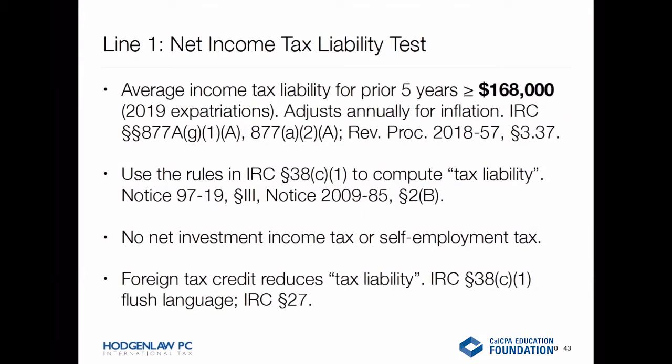So just a little bit of detail about this test. If your average income tax liability for the prior 5 years, that's the 5 years before your expatriation year, is greater than or equal to $168,000, then you've, quote, failed this test and you're a covered expatriate. That $168,000 number adjusts annually for inflation, so you can find the current year number pretty easily in the Form 8854 instructions, but also it gets published every year towards the end of the year. The following year's numbers get published in a revenue procedure.